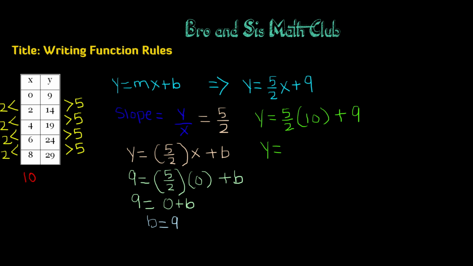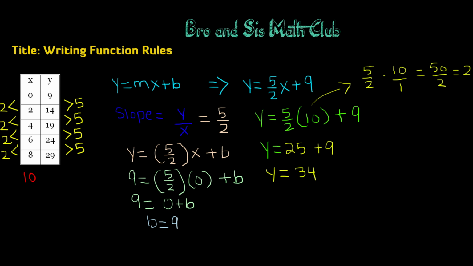And then y equals 5 halves times 10, which is 5 over 2. Let's do this on the side. So we have 5 over 2 times 10 over 1, which is 50 over 2, or 25. So we have 25 plus 9, and then we have y equals 34. So the value for y when x is 10, the y would be 34.